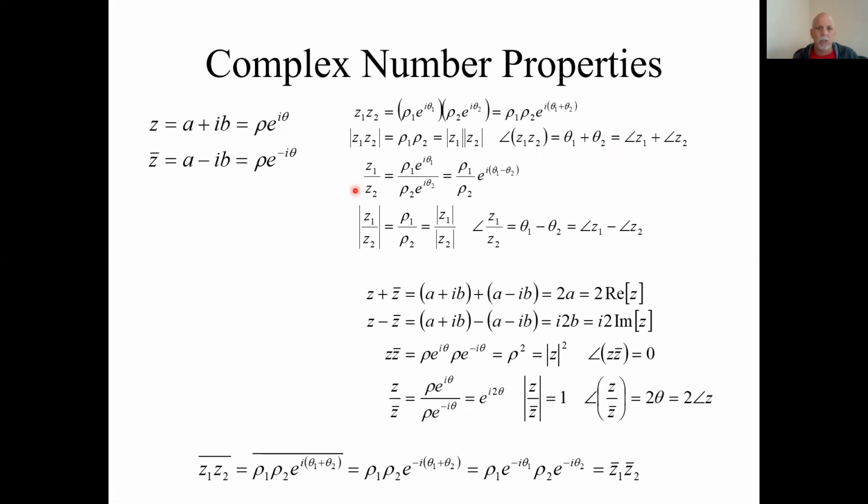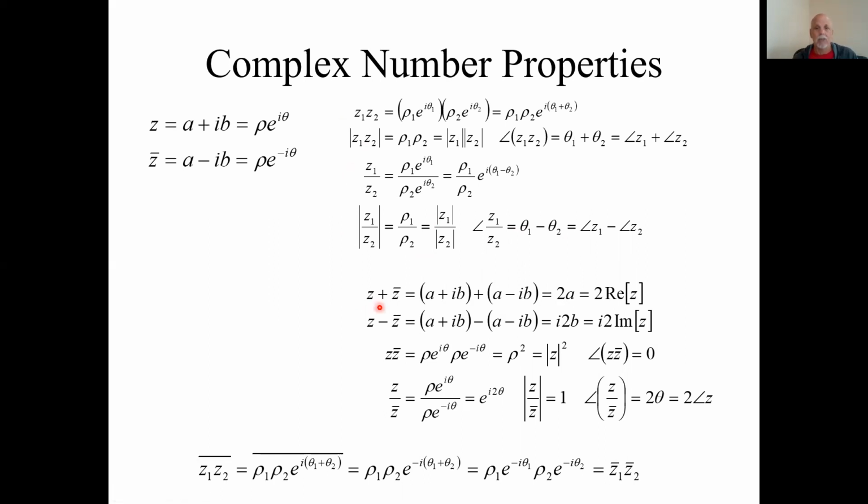If I take a ratio of two complex numbers, the magnitude of the ratio is the ratio of the individual magnitudes. And the angle is the difference of the two angles. These are all simple to derive. You might have some fun with complex numbers doing some of this yourself. It'd be a good exercise.